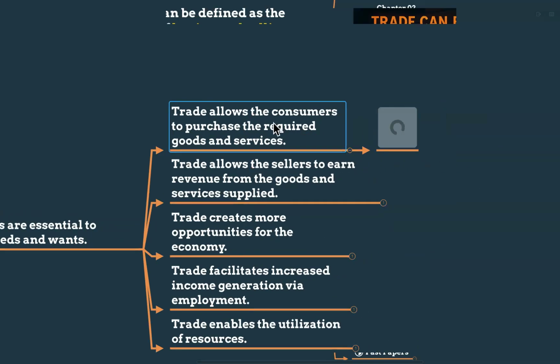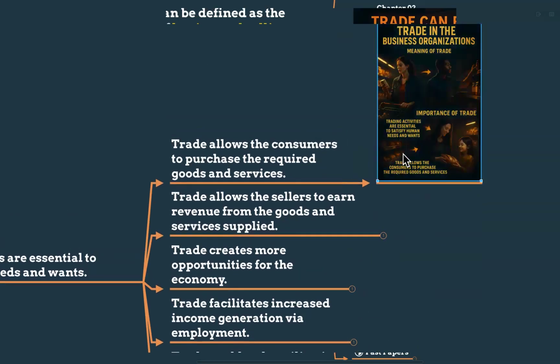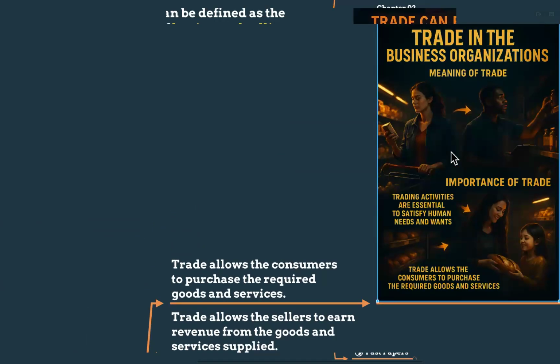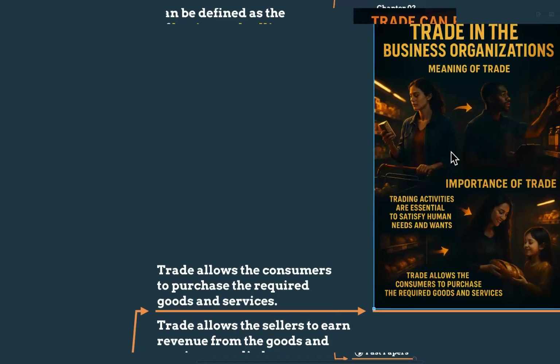Trade allows the consumers to purchase the required goods as well as the services, right? You have money from your job or your business, but you need food, you need clothes, you have to travel, you need transport, right? So if you do trade, buying and selling only, you can meet that gap, right? For example, you work as a teacher, right? You are selling your service and you are receiving the salary. Then with that salary, you buy your necessities items.